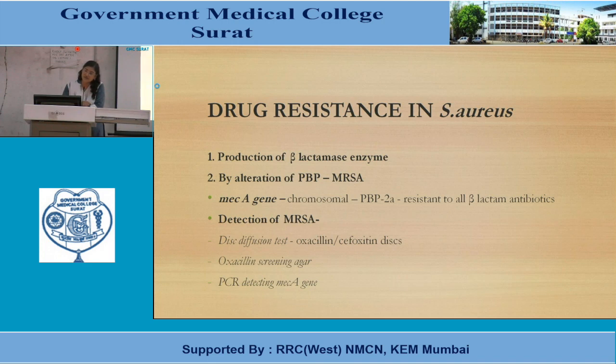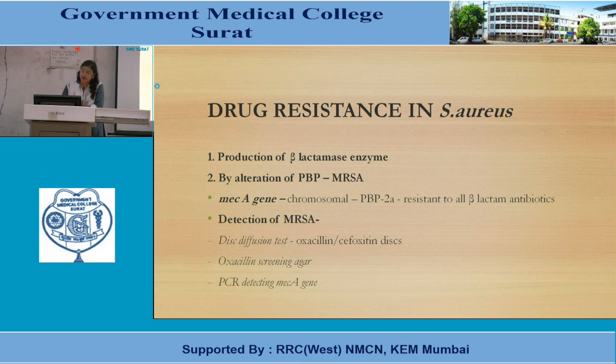So drug resistance in Staph aureus can be of two types. One is due to the production of beta-lactamase enzyme. Beta-lactam antibiotics are commonly used for treatment of staphylococcal infections. But some of the strains, and these days a large percentage of strains of Staph aureus, show the production of beta-lactamase enzyme, which cleaves the beta-lactam ring of these antibiotics, and they become ineffective. So the staphylococcus becomes resistant to those beta-lactam drugs.